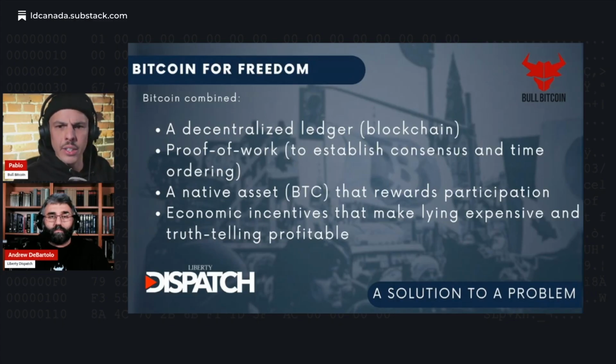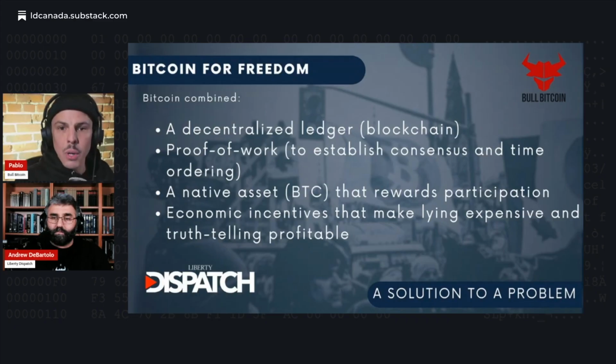In fact, failure and trust in general has been removed from this system, and we're rewarded for participating in it as well, which we'll call mining. But there's other ways as well that you can benefit from participating in the system. So the economic incentives that make lying expensive and truth-telling profitable.